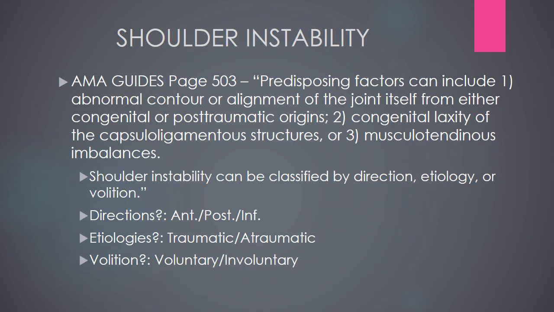Now, the AMA guides continue to expand upon shoulder instability, and they tell us that predisposing factors to shoulder instability can include, number one, abnormal contour of the joint itself from either congenital or post-traumatic origins. Number two, congenital laxity of the capsulo-ligamentous structures. Or number three, musculotendinous.